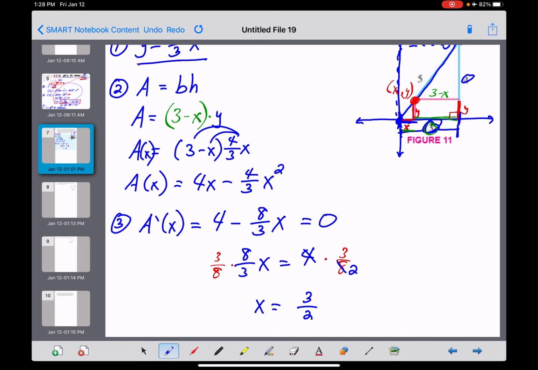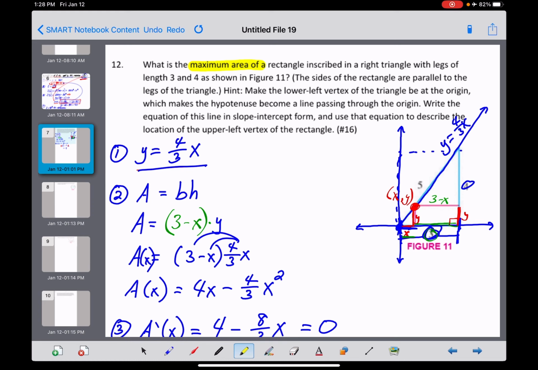So x is equal to 3/2 right here, and let me go back and read the problem again. They're asking for here, what is the maximum area of that rectangle there? So, a couple of ways I could go about that. I'm going to go ahead and figure out, actually, you know what? No, I'm not. I'm going to use this formula that we came up with right here, I think, guys. That might be the easiest way to do that. Area, just using the x value, not needing y at all, is going to be 3 minus x times 4/3 x.